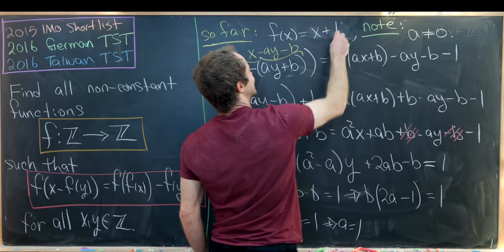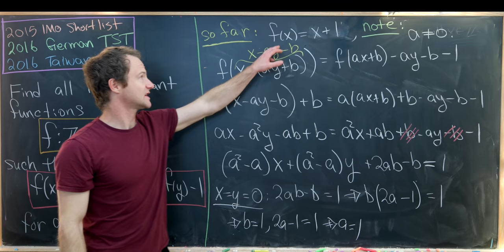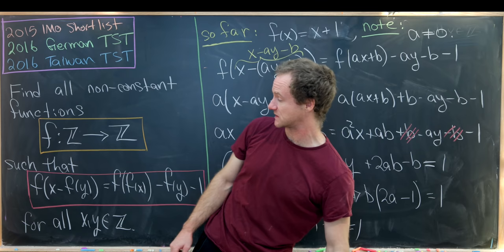But now putting those back into our equation right here, we see that our function is in fact x plus 1. And then to finish all of this off, we actually have to check that this function indeed satisfies this functional equation, but that's not too hard to do. I'll let you guys do that on your own, and that's a good place to stop.